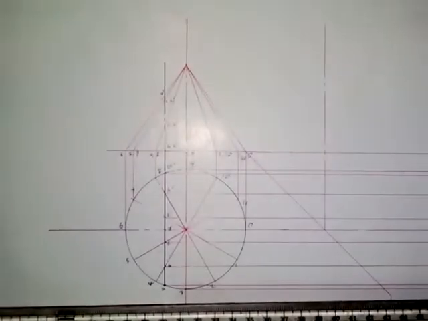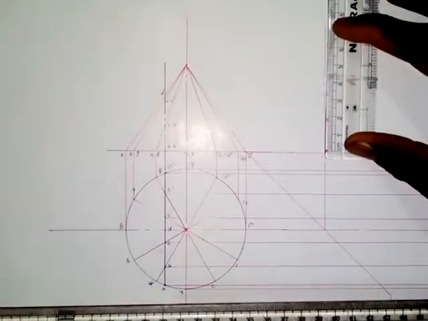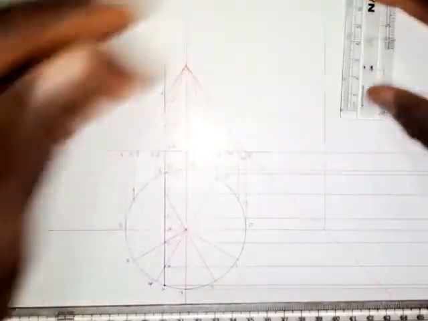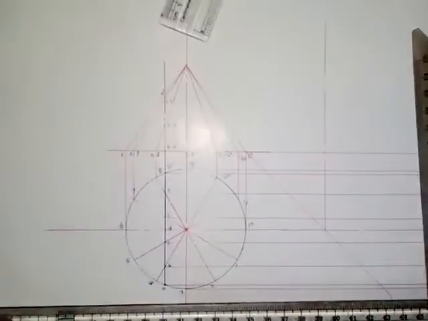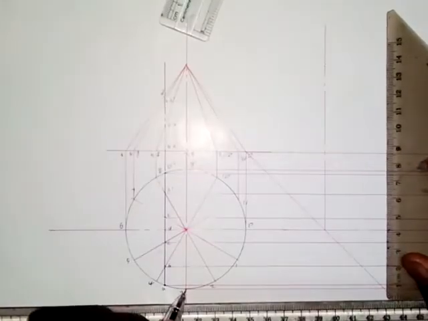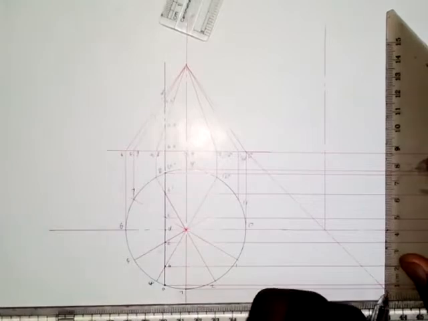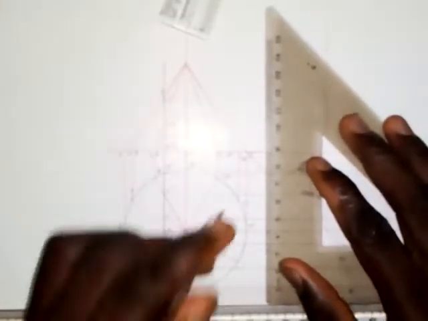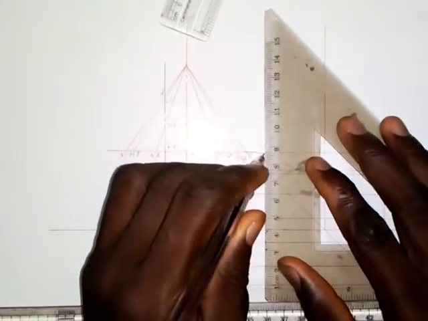Now I will take a measurement of 50 millimeters as the height of the cone from here. So this is 50 millimeters. The next thing is that at this point, which happens to be the end of the circle here, I will draw a vertical line from here, meeting this point, and I will do the same thing here. So draw a vertical line from here, meeting this point.